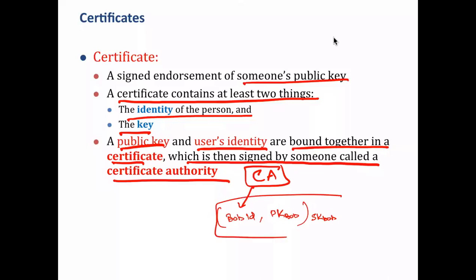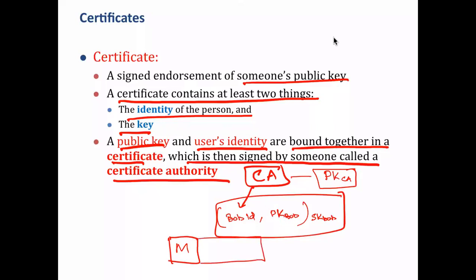This becomes the certificate. Now the CA's public key, PK of CA, is known to everyone. So when Alice wants to send a message to Bob, she sends M or an encrypted version of M. Assuming that she knows the public key of Bob, she can also encrypt it. Let's assume that she is not encrypting it. Attach this certificate.